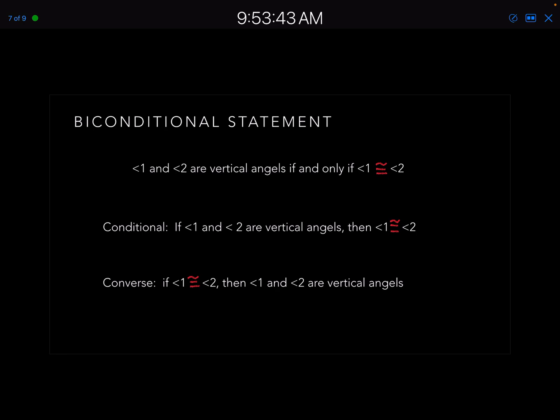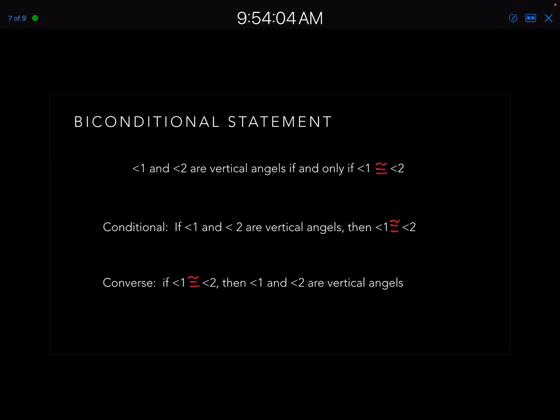Is this a valid biconditional statement? In order for it to be a valid biconditional statement, both of these have to be true. The first one: if angle 1 and angle 2 are vertical angles, then they're congruent. That's true. Okay, vertical angles are congruent to each other.